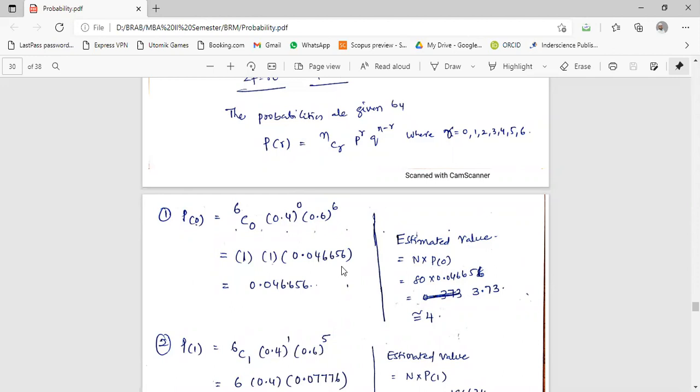0.046656. Can anyone tell me how you got this number? 0.6 whole power 6 is equal to 0.046656. Any idea? I mean, how will you get that value?